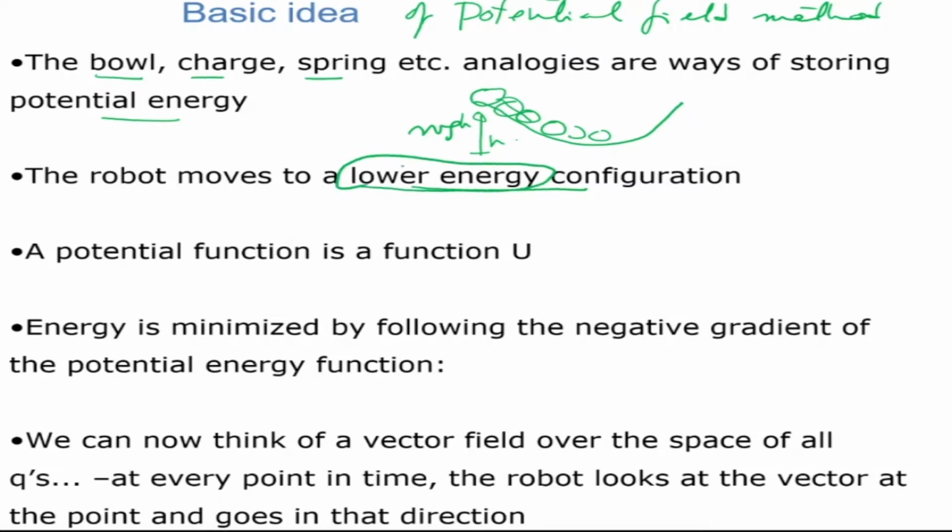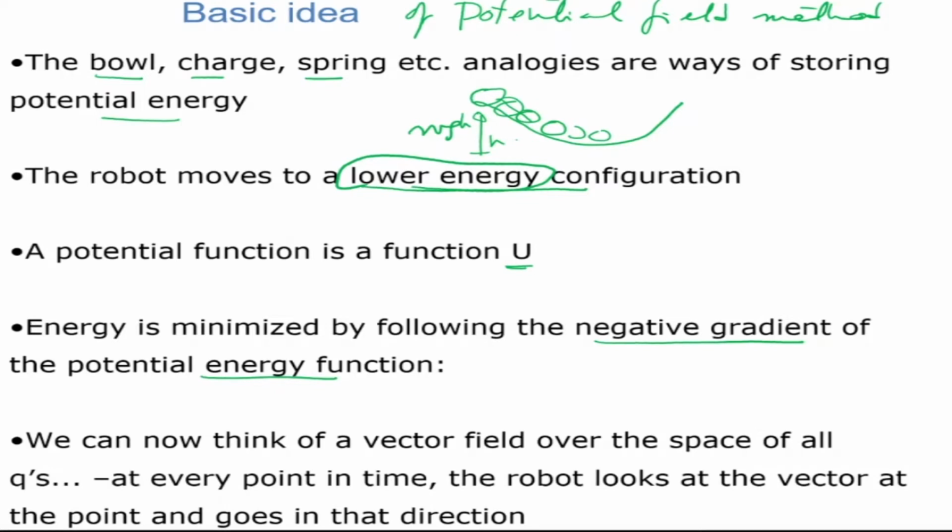So in this method, what we have to do first is define a potential function u. Energy is minimized by following the negative gradient of the potential energy function. So first I need to write a potential energy function which is u, and then I take the negative gradient of that, and the robot follows the negative gradient such that as it is moving, it is losing energy and moving towards the goal.